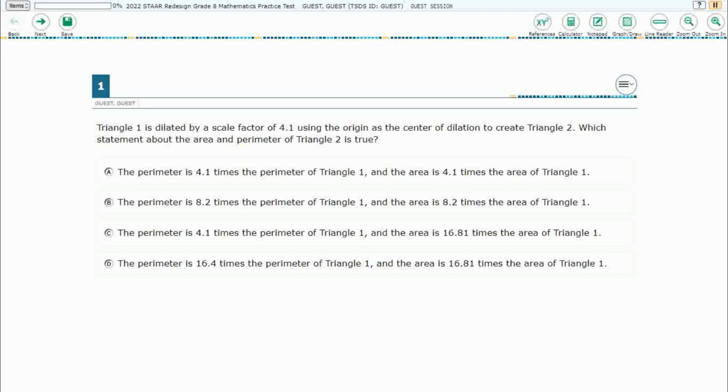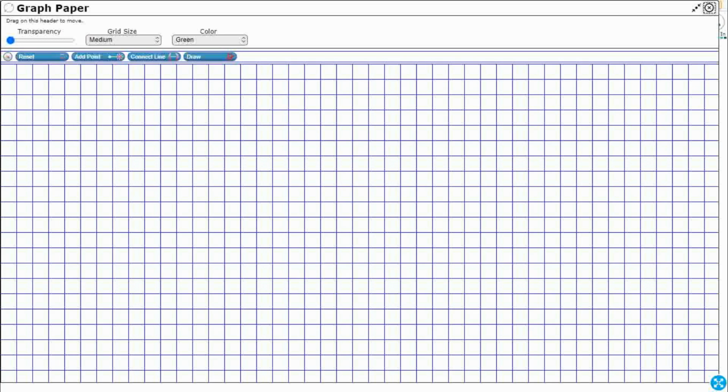So we have a triangle dilated by a scale factor 4.1, and we need to figure out what that does to the area and perimeter of the new triangle. So let's open up our graph draw feature and draw a real quick coordinate grid, and we're going to make some triangles to visualize this. Now, if you already know what happens to the area and perimeter of a triangle or any shape when it gets dilated, then this is a very simple problem. But if not, let me show you how you can figure that out.